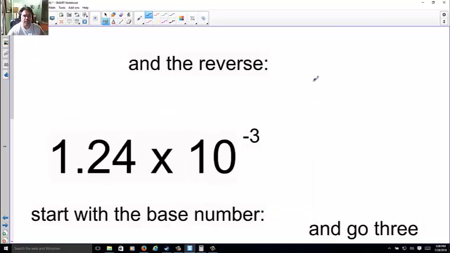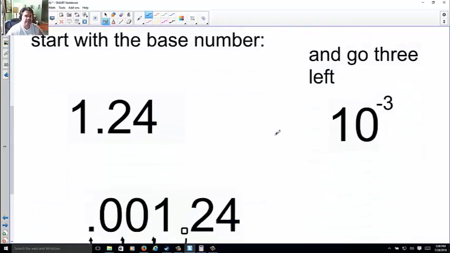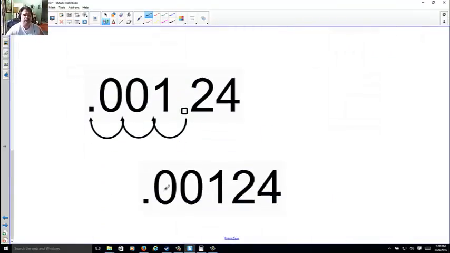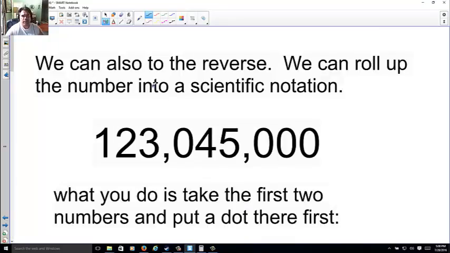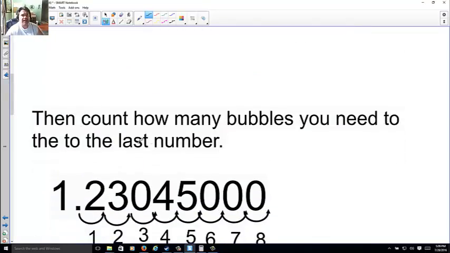And the reverse, take the 1.24 here. Since it's negative, it goes to the left. 1, 2, 3, put the dot. Add the correct number of zeros where there's empty spaces. And what you'll find is 0.00124. We can also try the reverse. We can roll up the number into scientific notation. So 123,045,000. What you do is take the first two numbers and put a dot there first, provided the first number isn't a 0. So the dot would go right between the first two numbers. And then you're going to count how many bubbles you need to get to the last one on the side here.